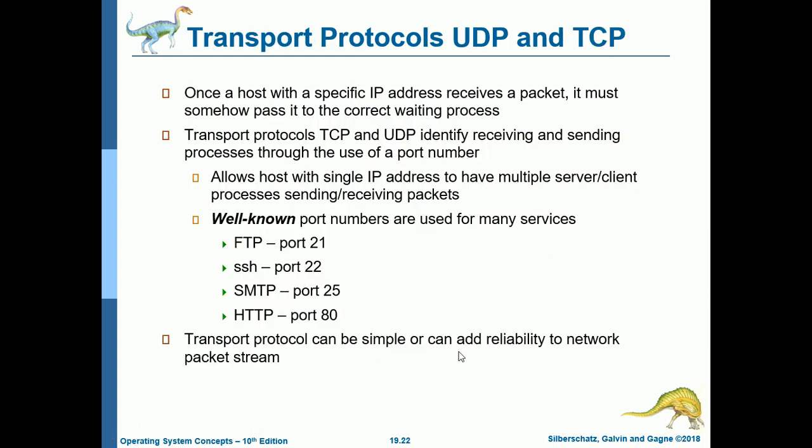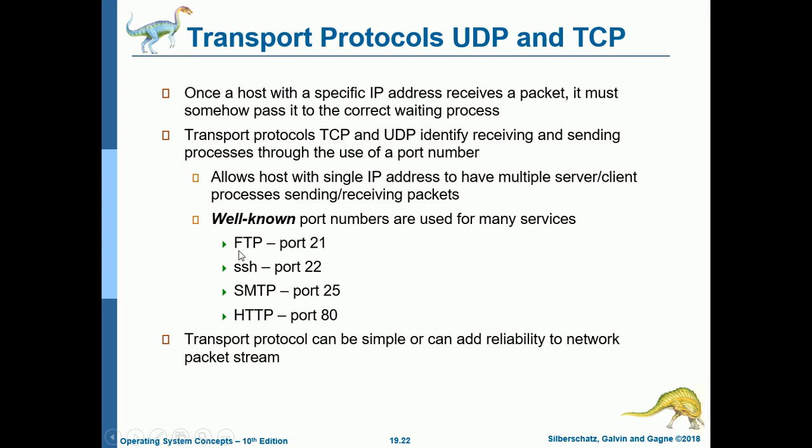Next we have the transport protocols, UDP and TCP. Once a host with a specific IP address receives a packet, it must somehow pass it to the correct waiting process. Transport protocols TCP and UDP, or the User Datagram Protocol, identify receiving and sending processes through the use of a port number, which allows hosts with a single IP address to have multiple server or client processes sending or receiving packets.